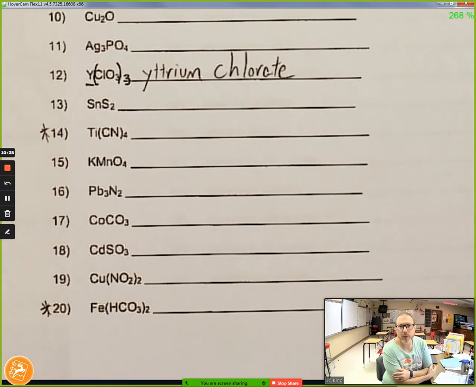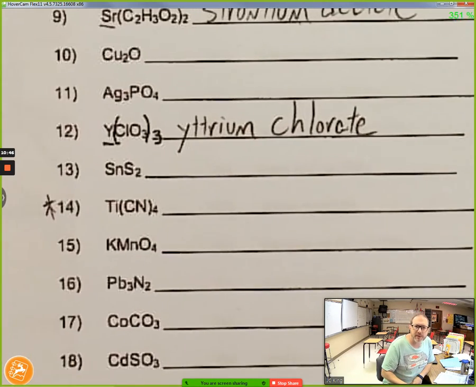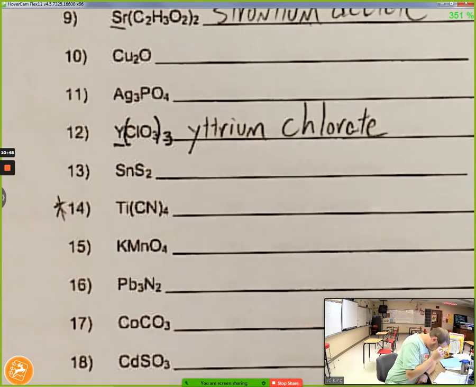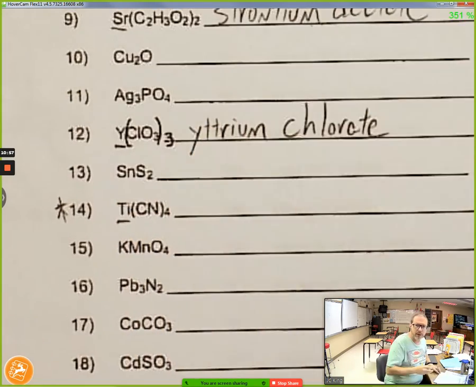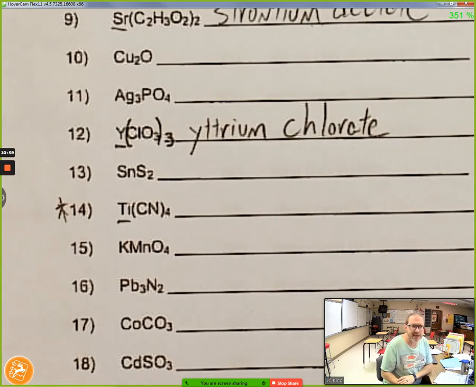Both 14 and 20 deal with metals that can have more than one oxidation, so I'll show you how to figure that out. Let's look at 14 first. 14, zoom in on that. Oh gosh, old man eyes. That is Ti(CN)4. So I'm going to go look up my Ti first. I see that Ti on the periodic table is titanium.